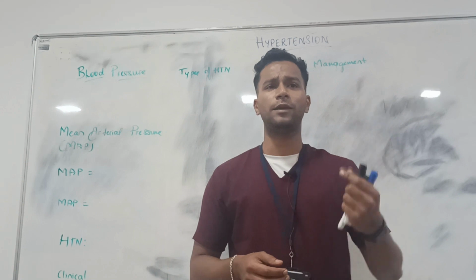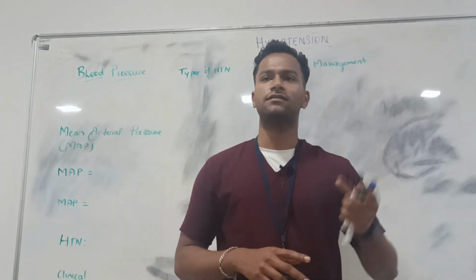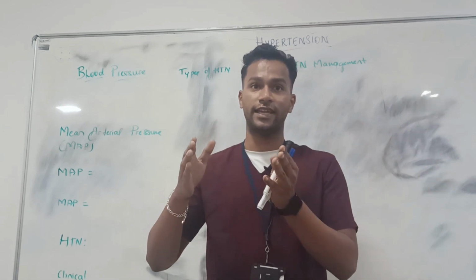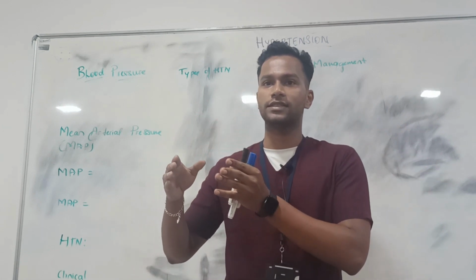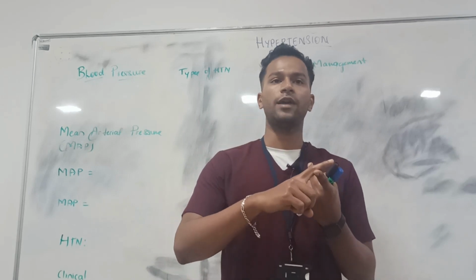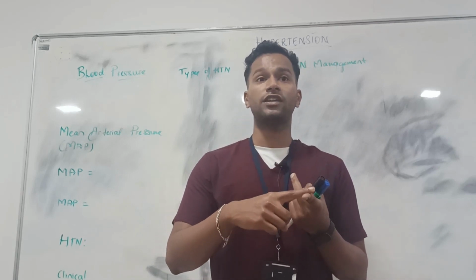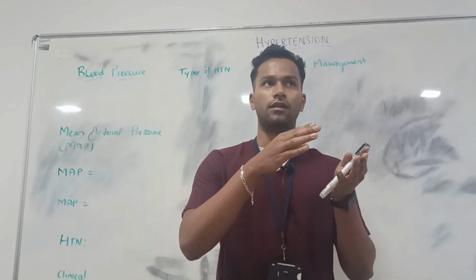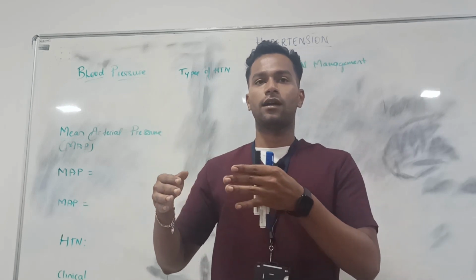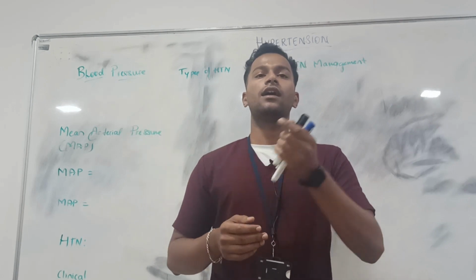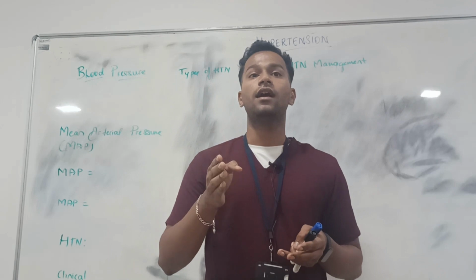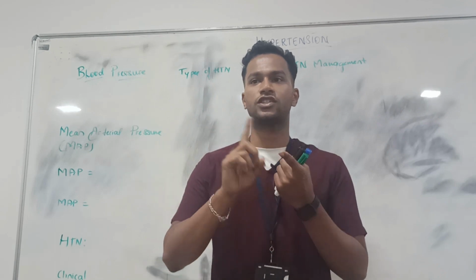Based on the BP you can classify as normal, then pre-hypertension, that is 130 to 139 systolic blood pressure, and 80 to 89 diastolic. Then stage 1 hypertension is greater than 140 but less than 160 mmHg, and 90 to 99. Then stage 2 hypertension is greater than 160/100 mmHg.